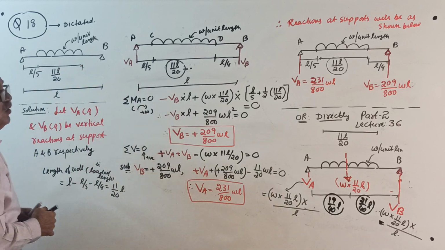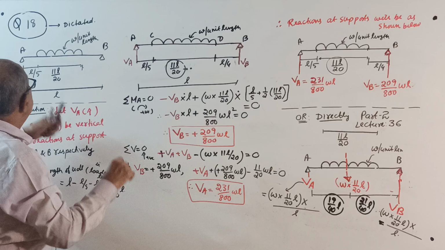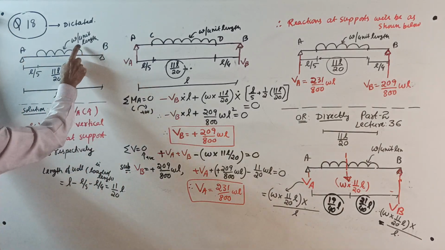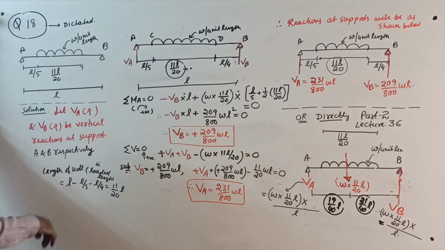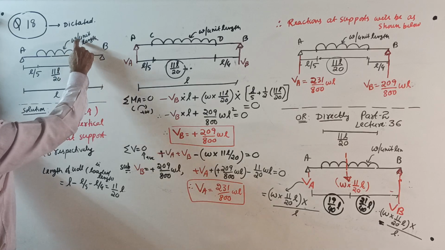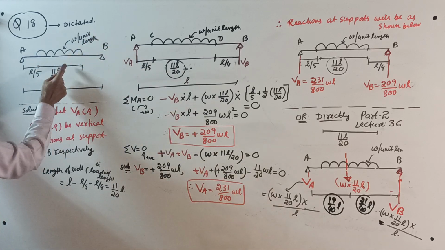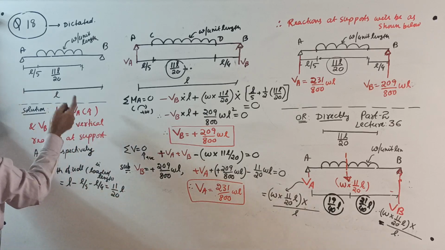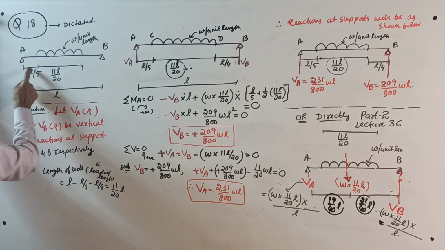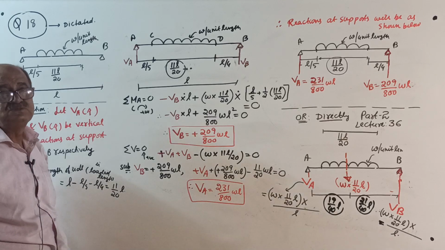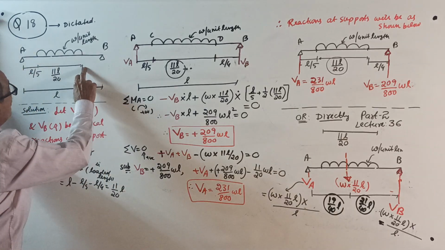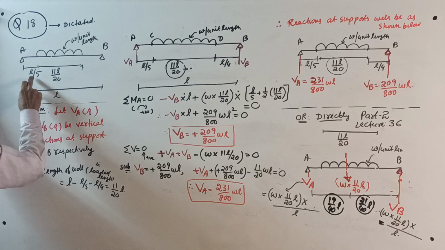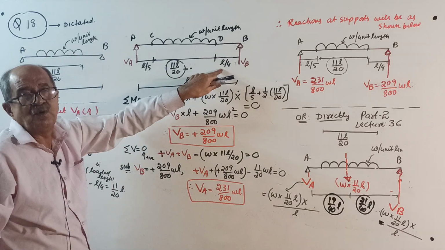See here now, how the question can be given. A simply supported beam of span L is loaded by a UDL of intensity W per unit length for a length of 11L by 20. The UDL starts at L by 5 from the left end. Or, if you want this distance from the right, subtract these two, you get L by 4.